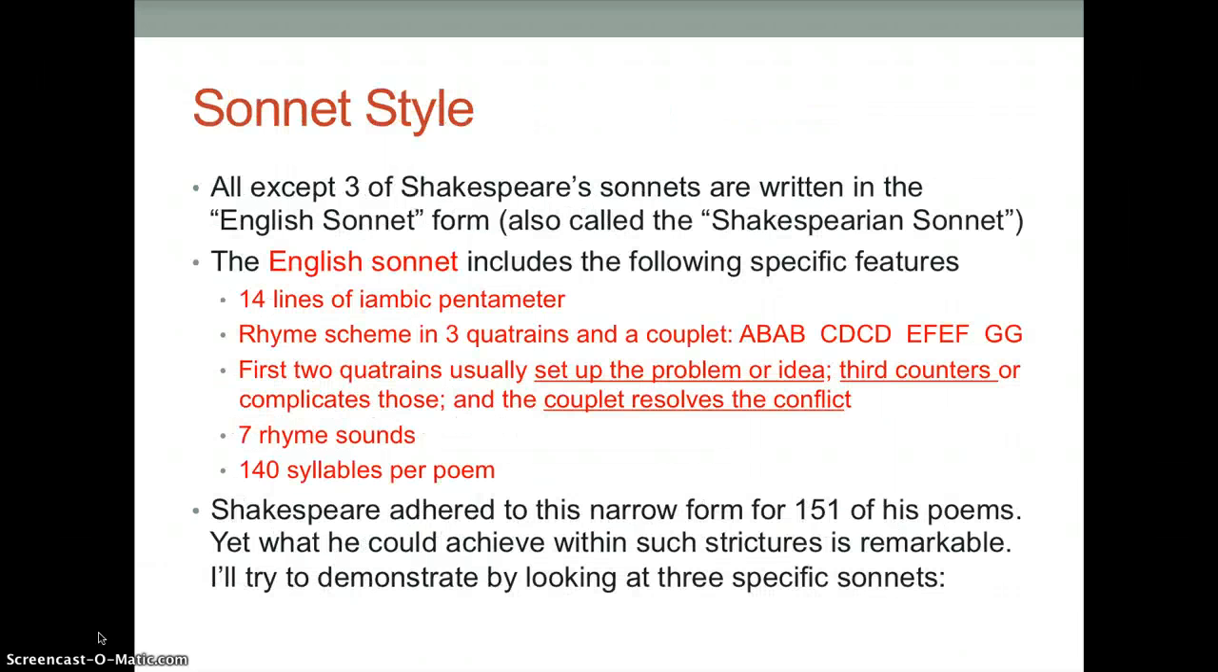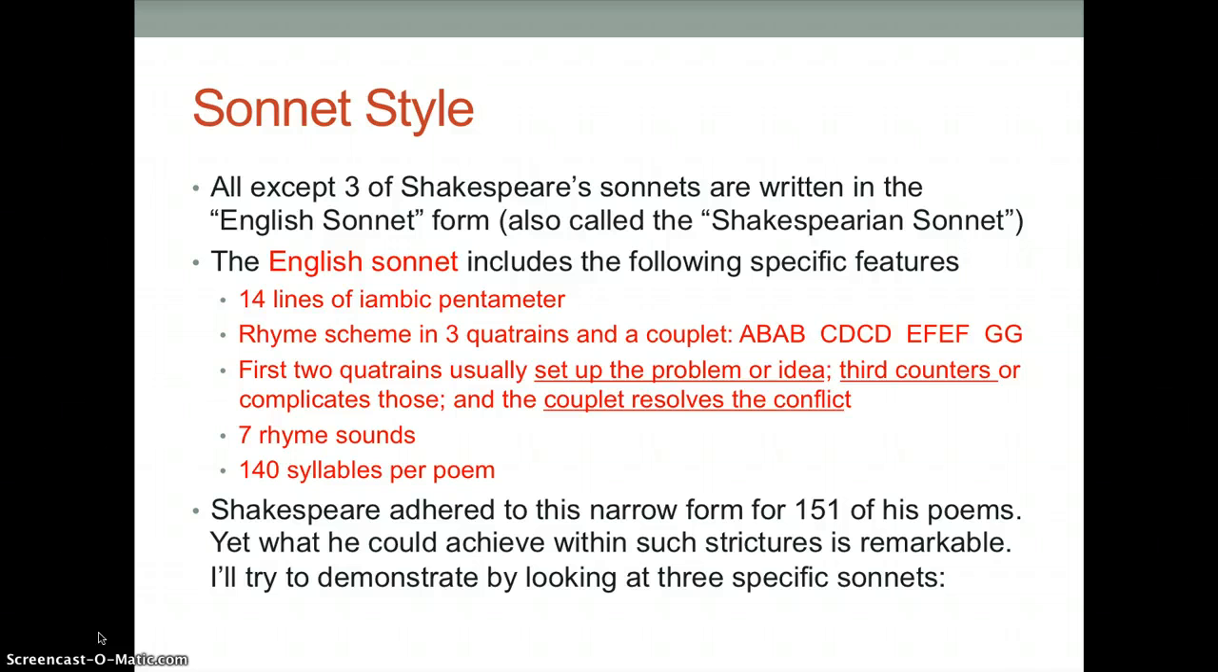First, I want to say a word about the English sonnet. Shakespeare, except for 3 of his sonnets, wrote strictly in this form. It's a 14-line iambic pentameter sonnet. The rhyme scheme comes in 3 quatrains and a couplet. That's 3 4-line segments. First rhymed A, B, A, B, second C, D, C, D, and so on, and then the rhymed couplet at the end.